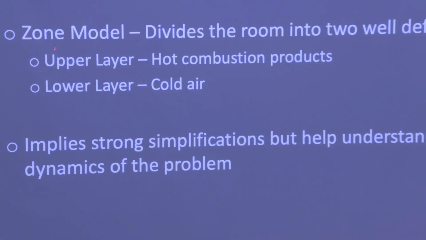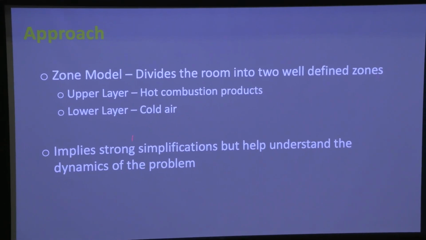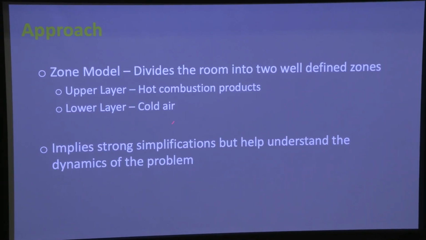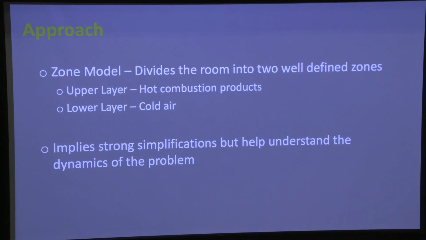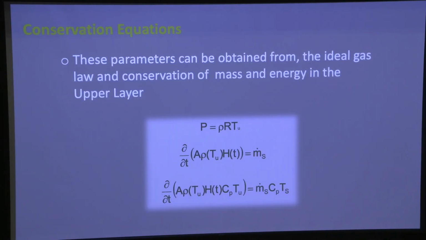So basically, this is what we call a zone model, and it divides the room into two well-defined zones, the upper layer with combustion products and the lower layer, the cold, and implies very strong simplifications, but it allows you to understand the dynamics of the problem. So the velocity is the change in h as a function of time. So basically, you're moving down. The temperature of the upper layer allows you to define a criteria for flashover, and that's what we're going to attempt to calculate. Now, what are we going to solve?